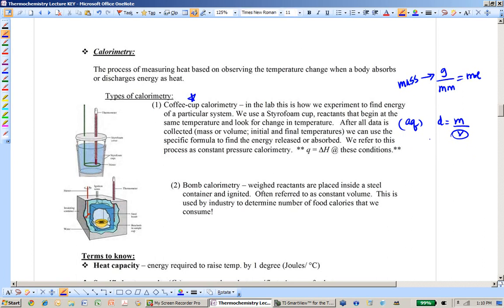I'm sorry, you end up getting the mass from this. I'm so sorry, I did that wrong. The mass would be equal to the density times the volume. That's much better because you want the mass. Because why do you want the mass? Because Q equals M for mass, C, delta T.